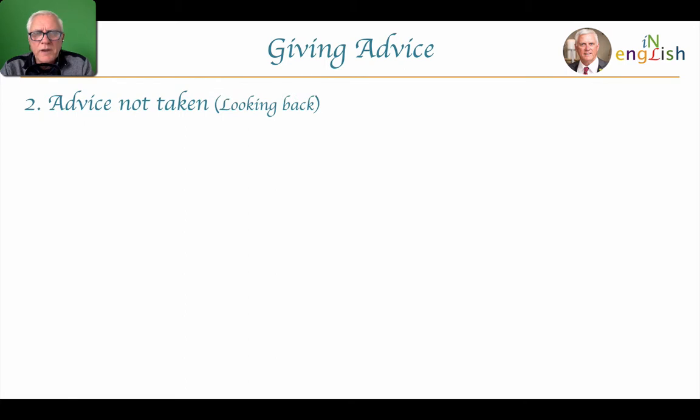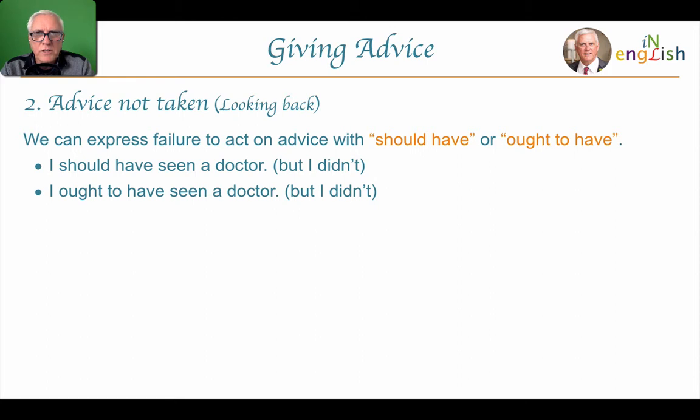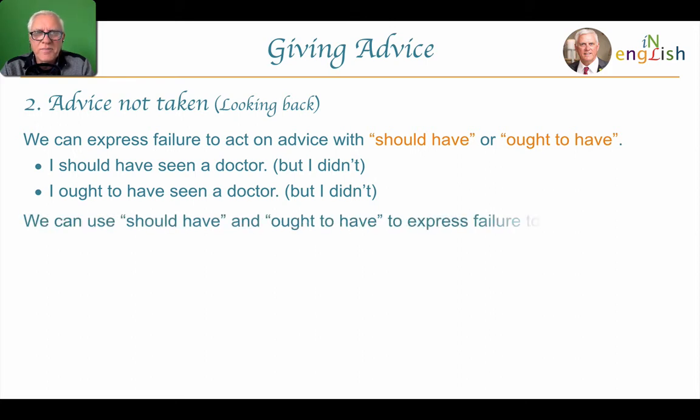Now, what about advice not taken? So we're looking back now into the past and looking at advice that was given but not taken. We can express failure to act on advice with should have or ought to have. I should have seen a doctor, but I didn't. I ought to have seen a doctor, but I didn't. We can use should have and ought to have to express failure to act on advice.